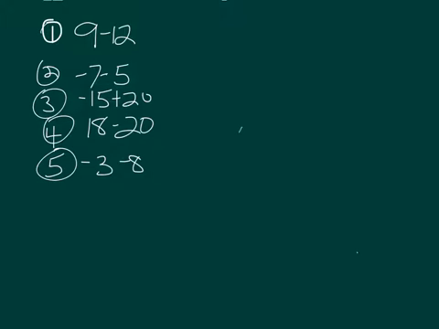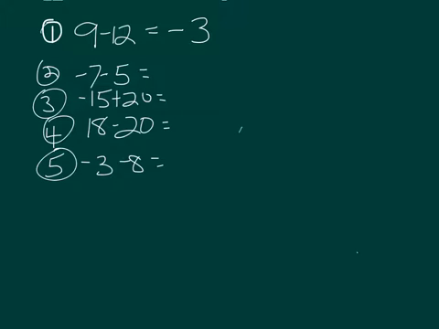So number one, 9 minus 12. Different signs. Keep the sign of the larger number. Which number is larger? The 12. Just forget the sign at that point. So we're going to keep a negative and subtract the numbers. What's 12 minus 9? 12 minus 9 is 3. So our answer is negative 3.